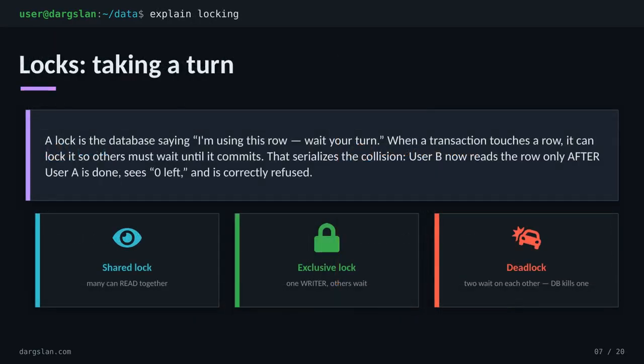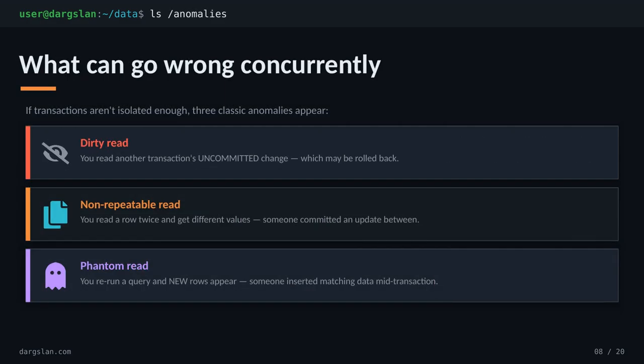The fix for that race is locking, and the database's way of saying, "I'm using this row, wait your turn." Once user A's transaction touches the inventory row, user B has to queue up. By the time B gets to read, A has committed, the count is 0, and B is correctly refused. There are flavors of this. A shared lock lets many readers coexist. An exclusive lock gives one writer the floor while everyone else waits. And a deadlock is when two transactions block each other, at which point the database picks one and kills it. Locking prevents some collisions, but not all of them.